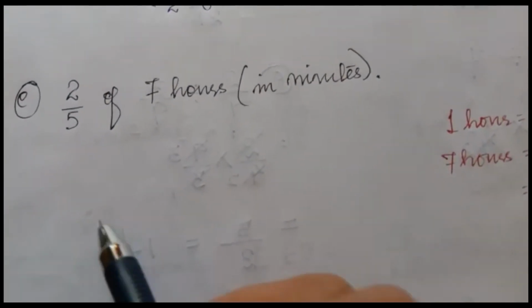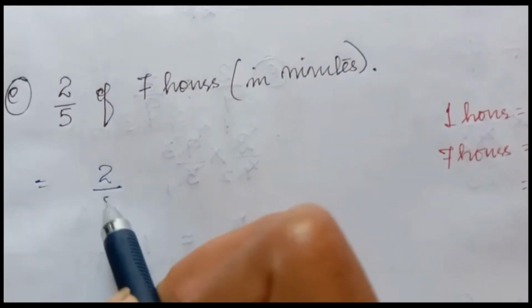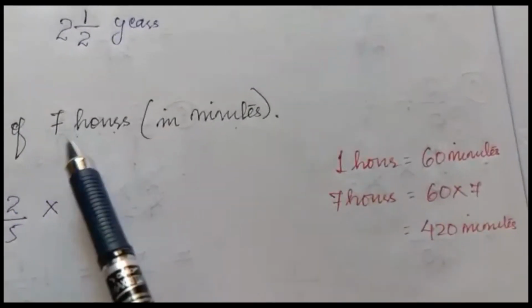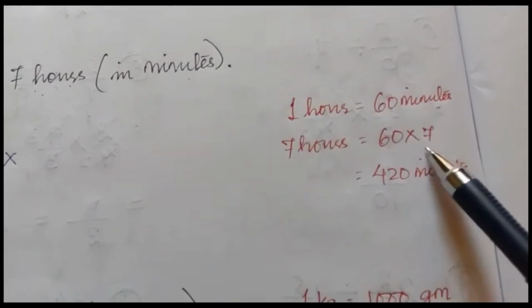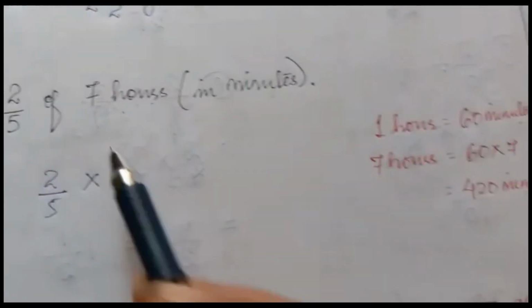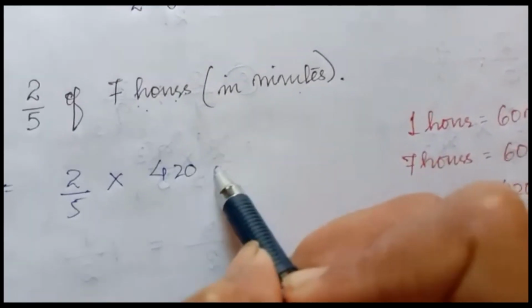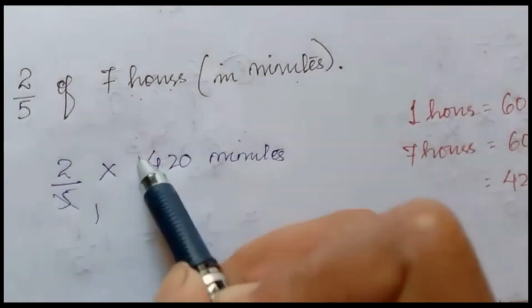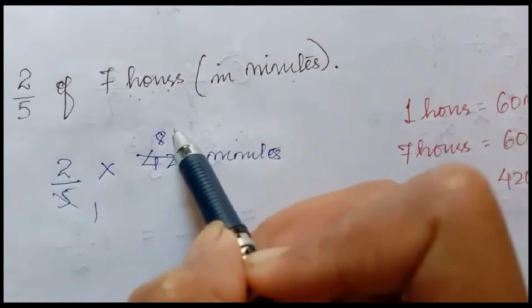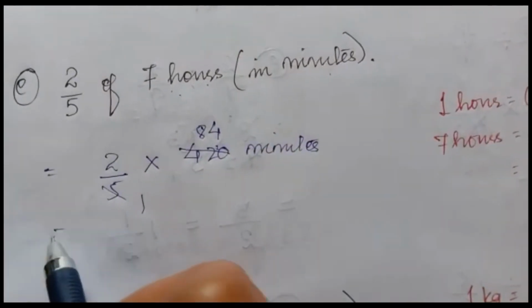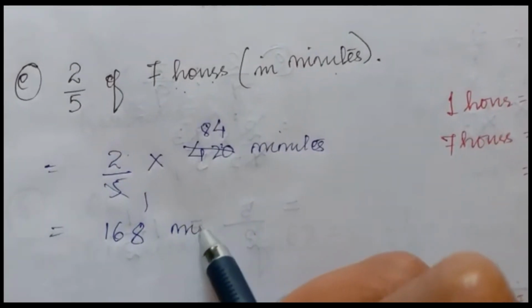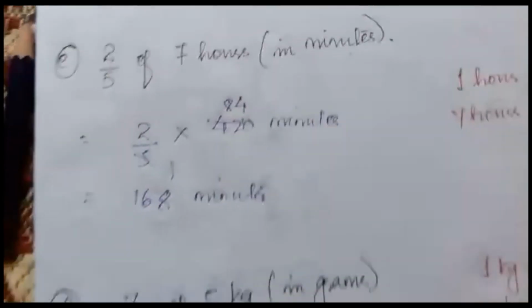Okay, next question number E. 2 by 5 of, means multiplication, 7 hours, but you have to write in minutes. Okay, you know 1 hour is 60 minutes, so in 7 hours we have 60 into 7, 420 minutes. So 7 hours means 420 minutes. Now cancel this. 5 1s are 5, 5 8s are 40, 5 4s are 20. So multiply. 2 4s are 8, 2 8s are 16. 168 minutes. This is your answer.